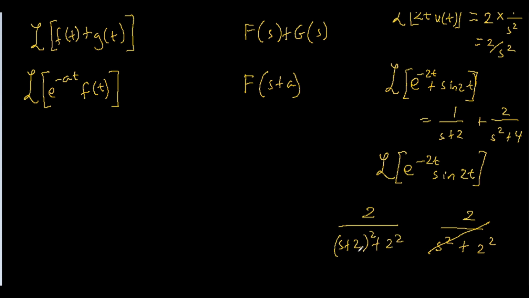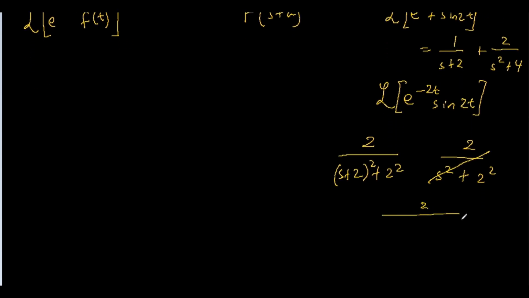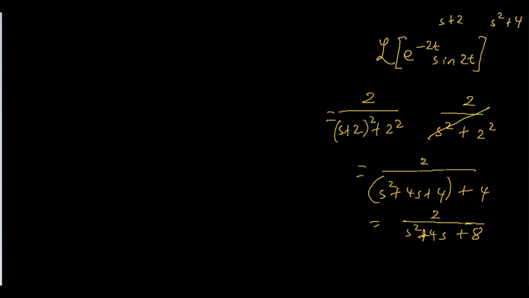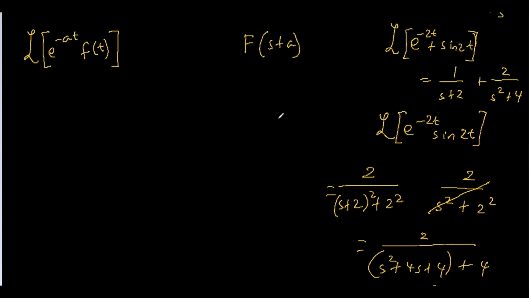I hope you get that. Where s was supposed to be, now we have s plus 2. So this is equal to 2 over s squared plus 4s plus 4, then plus 4. All of this here is our s plus 2 squared, now plus 4. So our final answer is 2 over s squared plus 4s plus 8, and now this is our answer. All we've done is use a bunch of rules together and we've come up with our answer.